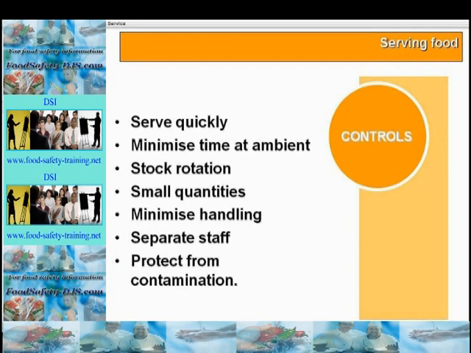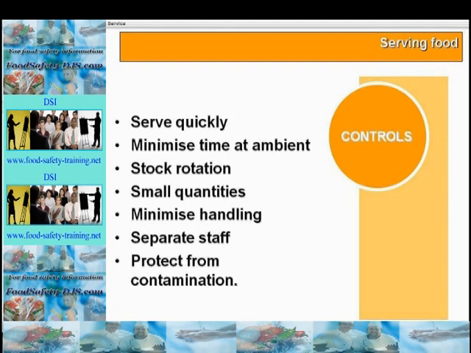Controls for serving food include serving food quickly, keeping below 5 degrees Celsius or above 63 degrees Celsius, in other words out the temperature danger zone. Minimize time high-risk food is at room temperature, and refrigerated buffets are preferred. Stock rotation, colour coding, small quantities, replenish regularly. Provide new containers of food, don't top up.